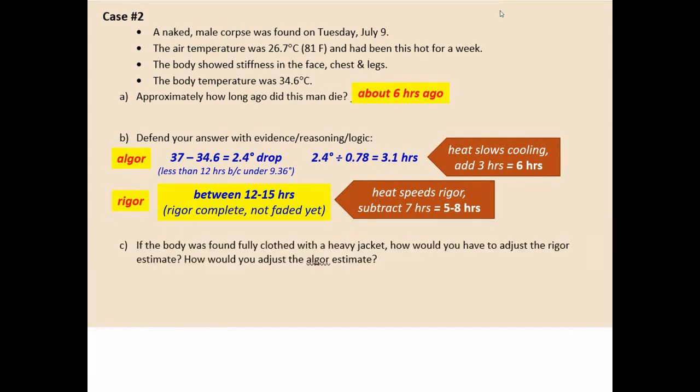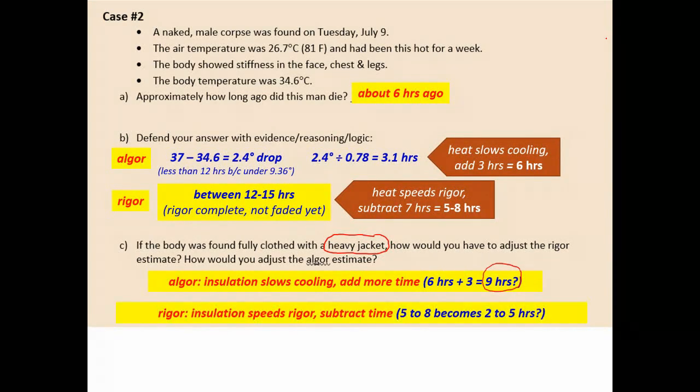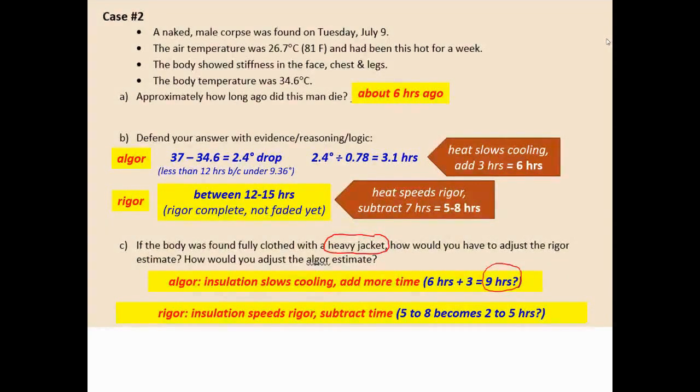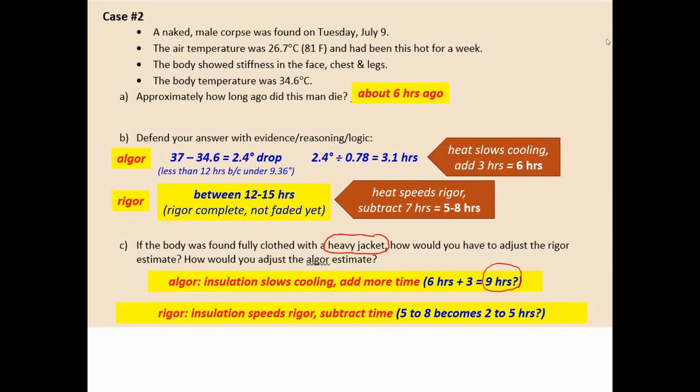Okay? Now, question C is actually kind of a poor question, but we'll give it a try anyway. The Algor mortis calculation. Insulation, if the person was found wearing a heavy jacket, that insulation would have slowed the cooling process. The cooling would have taken a longer time. So we would add more time. Add about 3 hours, we'd get something like, I guess our estimate would have been 9 hours. This is where it gets weird. Based on the current temperature, insulation speeds the rigor process. When things are warm, the rigor process happens faster. That means it happens in a shorter time.